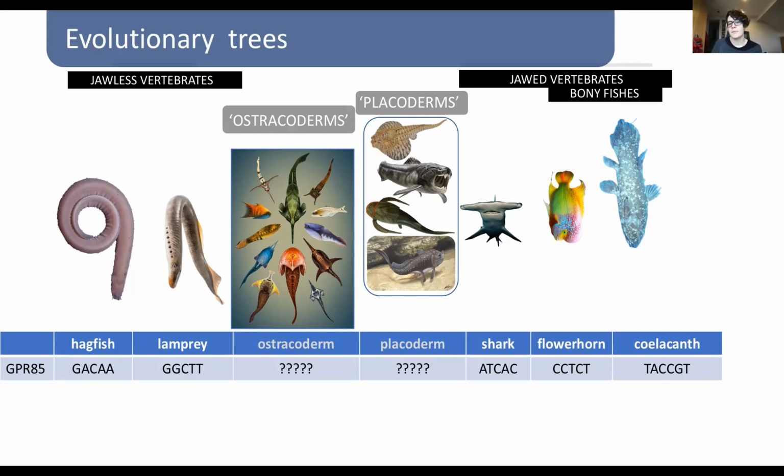So instead, we build our understanding of relationships by observing the anatomy of each of the animals that we're interested in and breaking this down into discrete characters. And then we look at the distribution of those characters across the group of animals.